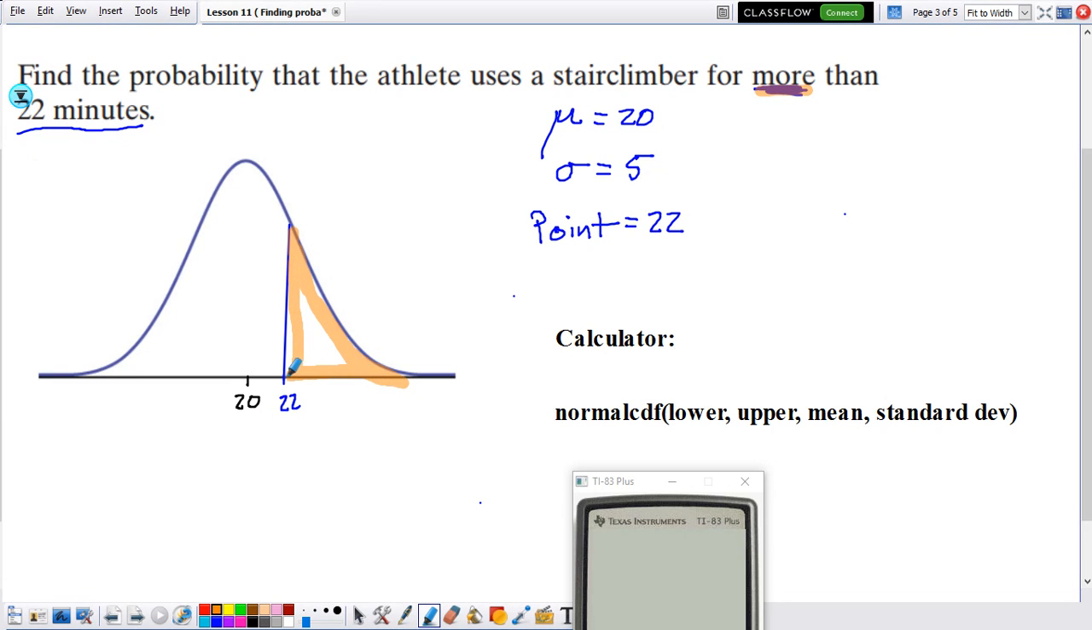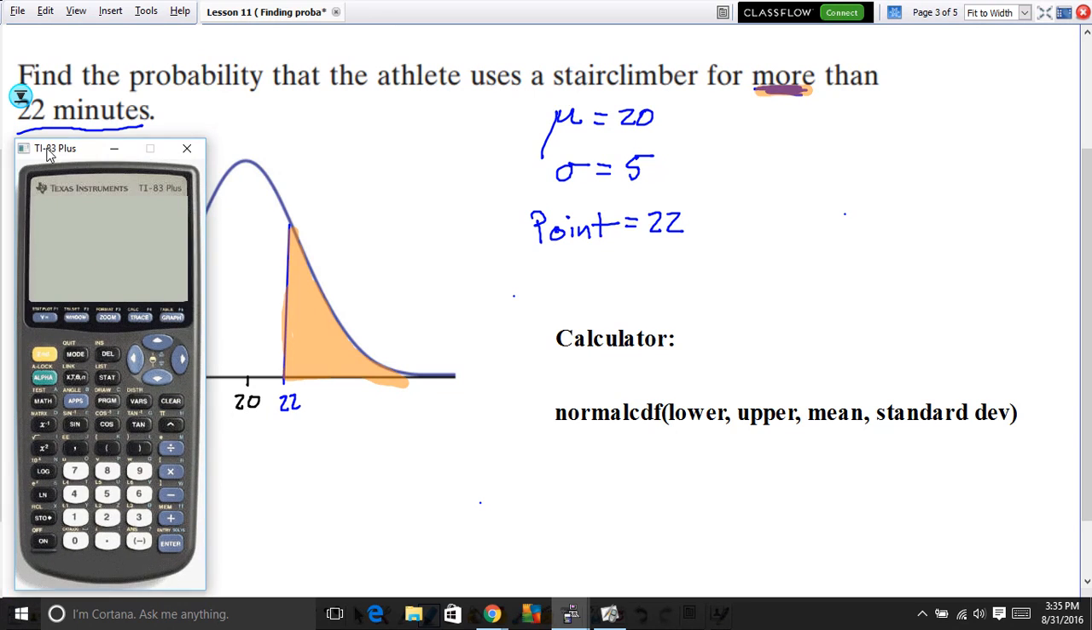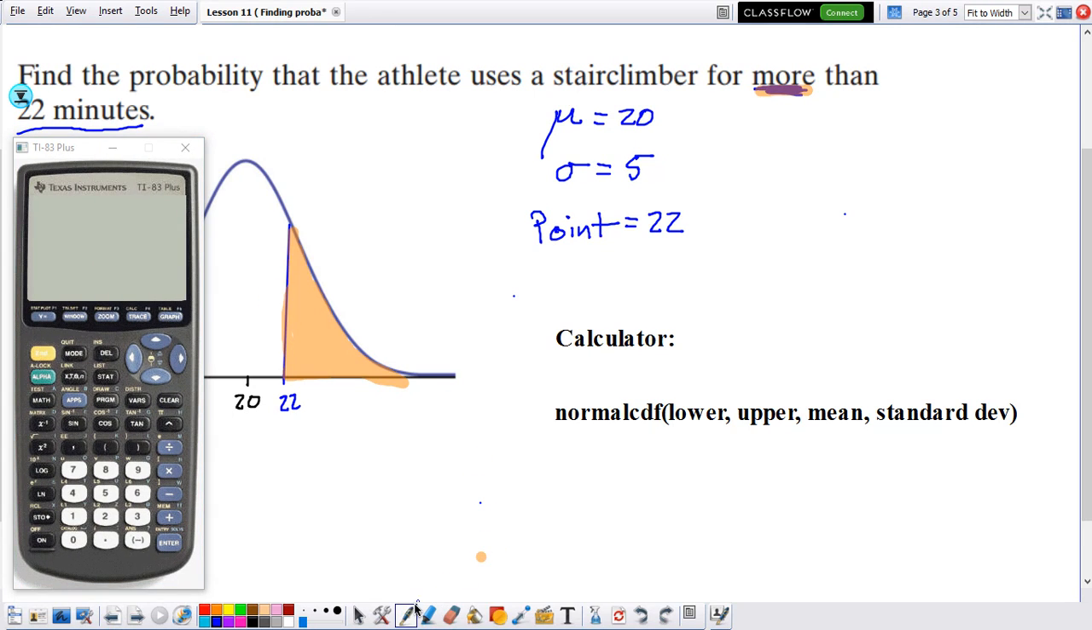So this is what we're interested in. So let's see. Let's put our calculator here to the side. What are we going to plug in the calculator? Well, we're going to have Normal Cdf. And now let's plug in what we know from the problem.